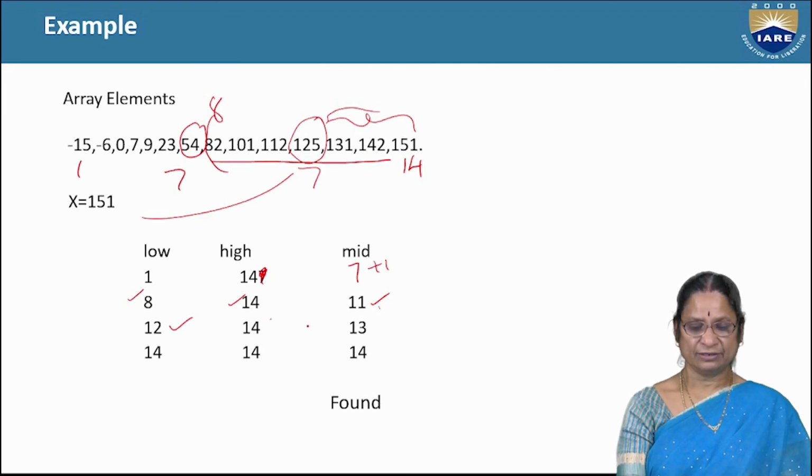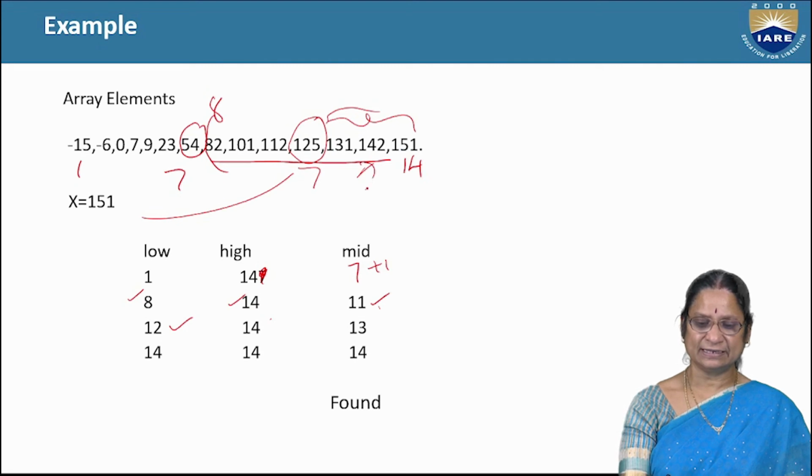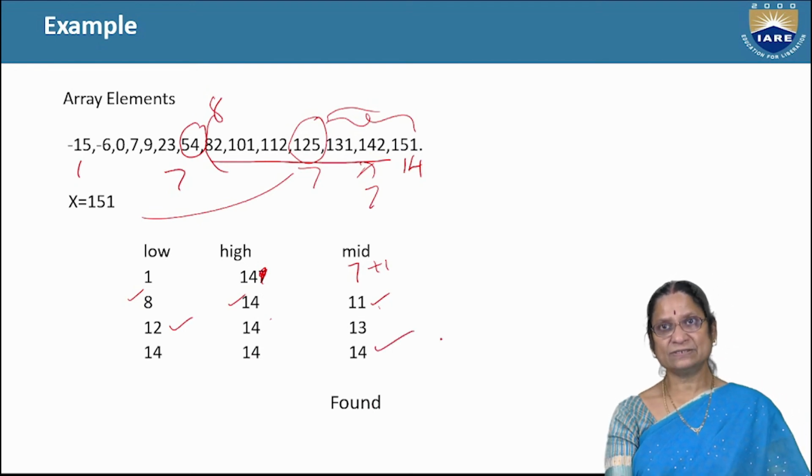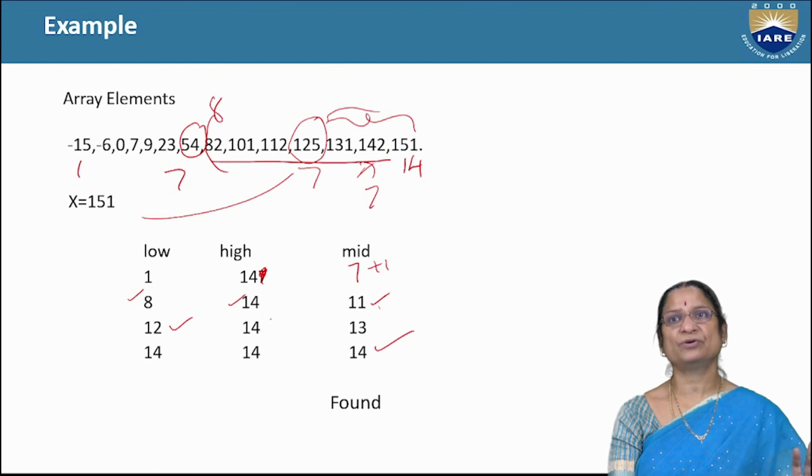Similarly, with 12 and 14, you are going to get (12 plus 14) by 2, the 13th element, and my middle element is going to be compared with the 13th element. Still it is greater than, then next half, the 14th element. It is equal to the 14th element, found. See how many iterations I have carried out? 1, 2, 3, 4 only, found.